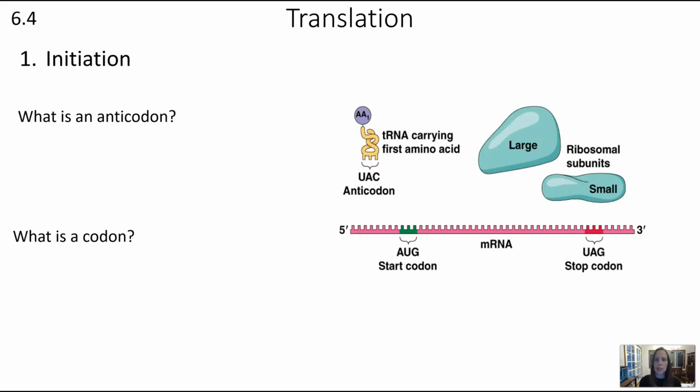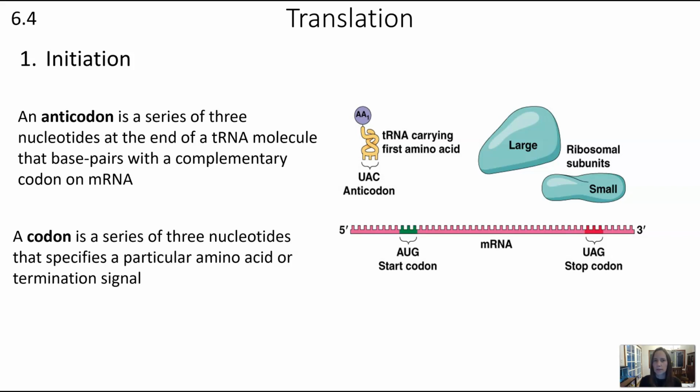Let's look at initiation. There are a couple of terms that you need to know here. One is anticodon and one is codon. You might want to look at this diagram to help you out with those terms. An anticodon is a series of 3 nucleotides at the end of a tRNA molecule that base pairs with a complementary codon on mRNA. More on that in a second. A codon is a series of 3 nucleotides that specifies a particular amino acid or termination signal.